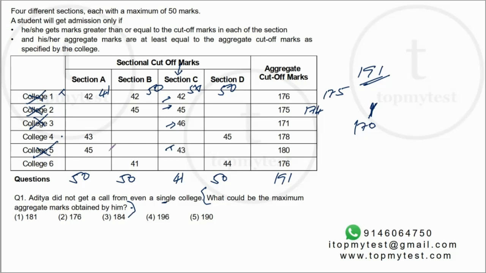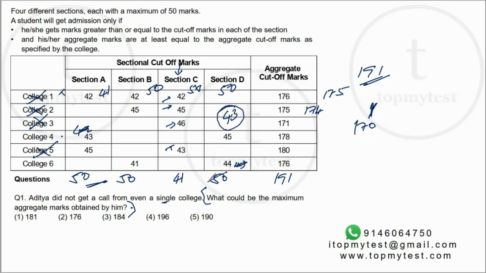How will I mess up? One way I can do is I can score a 42 here and then I can score a 43 here. Now you don't even have to score a 42 here. Why? Because if you score a 43 in section D, you automatically mess up college 4 also. So even if you stay at 50, you are not going to get into college 4 or college 6 because you have messed up section D as well. So let me score 43 here.